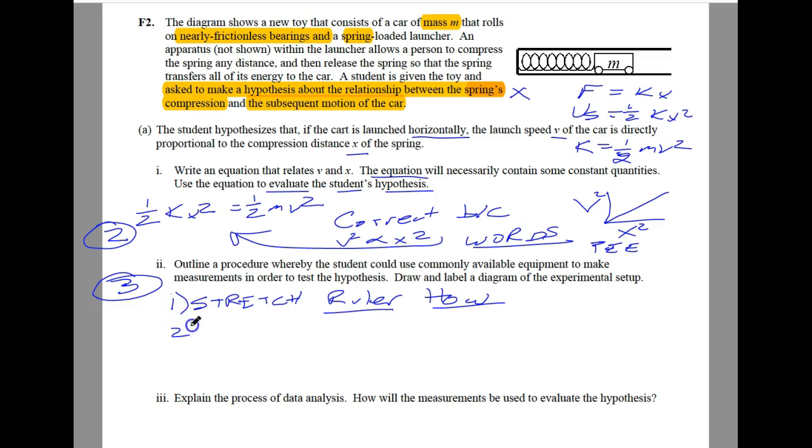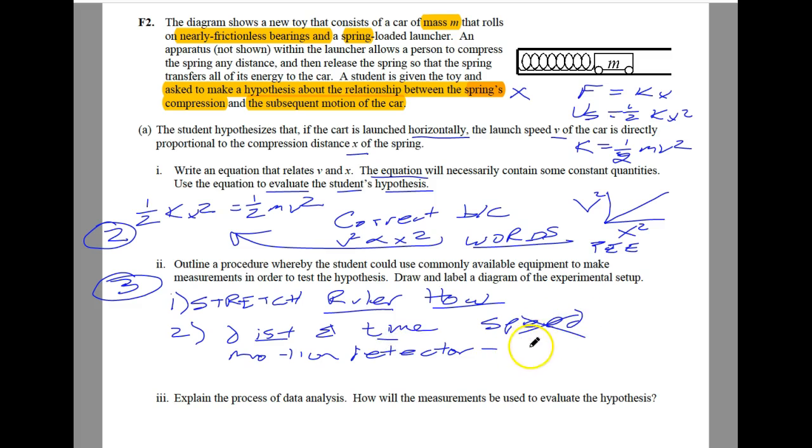The next thing that you need to do, you need to figure out how to find the distance, and how to measure the time. And then that way you can find the speed of the cart. So you could say that you're going to use a motion detector. But if you do that, you need to say that it measures distance and time and does not measure speed. Then you have to say that speed is equal to distance over time, and that would be a lot better.